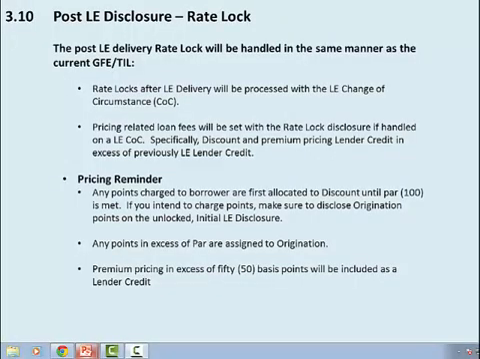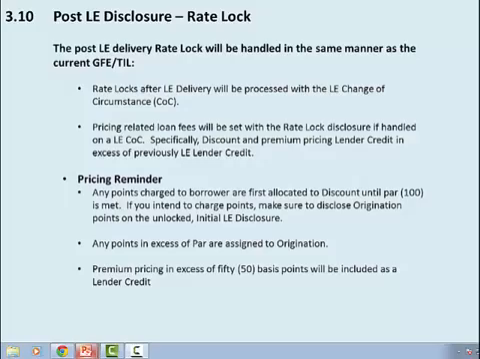The post-LE disclosure rate lock is handled in the same manner as RESPA 2010 GFE and TIL. When the loan is rate locked, the lock will be processed with an LE change of circumstance. No fundamental change, same as today. The pricing-related loan fees will be set with the rate lock disclosure if handled on a LECOC, specifically discount and premium pricing lender credit in excess of previously disclosed LE lender credit. One thing to remember with pricing is how to handle points. Any points charged to the borrower are first allocated to the discount until par 100 is met.